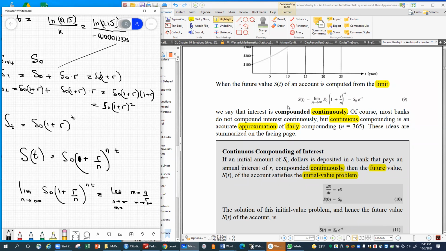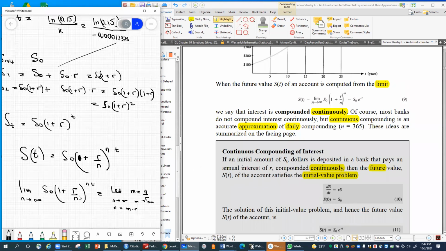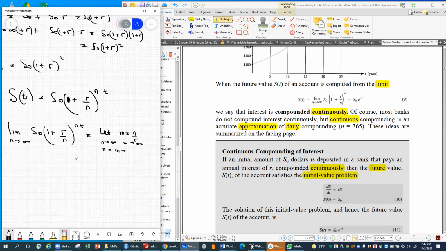But m is equal to n over r, then n is equal to m times r. So we can rewrite our expression as the limit as m goes to infinity. The initial amount is S0. Now r over n is flipped, n over r, so it's 1 over m. Then I have n is m times r, right? So I'm going to write it like this, m, and then to the power rt, okay?